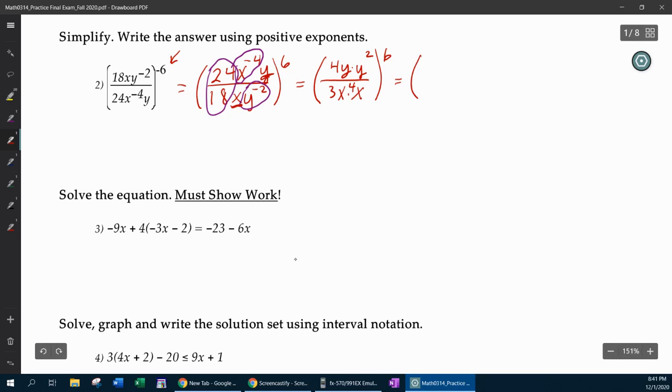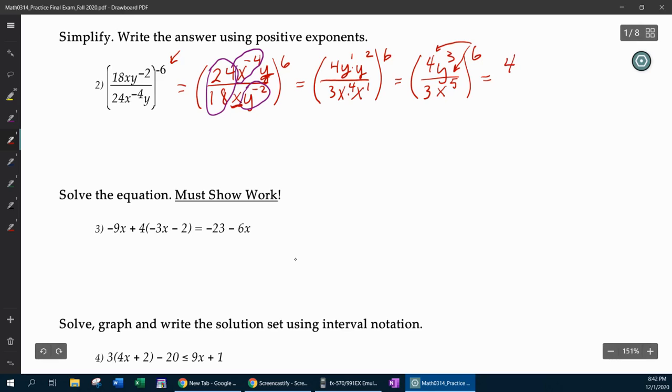So in the numerator, we're going to have 4y to the 3rd, because y to the 1 times y squared is y to the 3rd. And we're going to have x to the 5th, because x to the 4 times x to the 1 is x to the 5. And now everything inside the parentheses is reduced to lowest terms, simplified completely. And so now I can deal with the 6. The exponent of 6 is going to distribute to every factor in the parentheses.